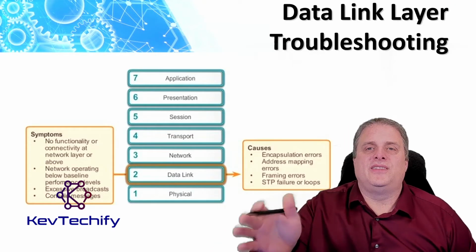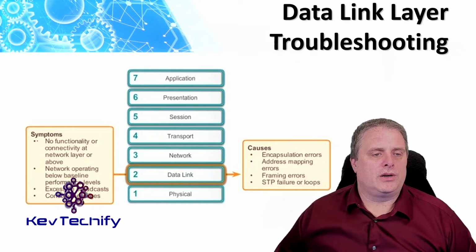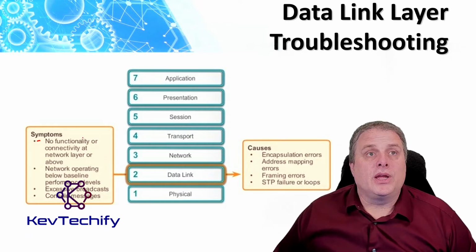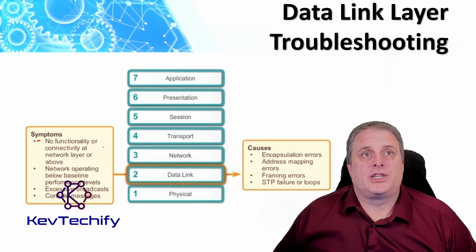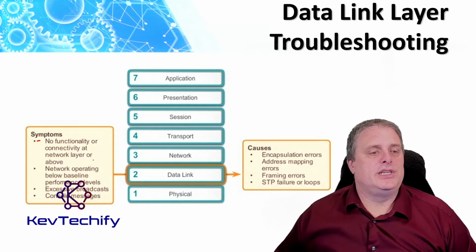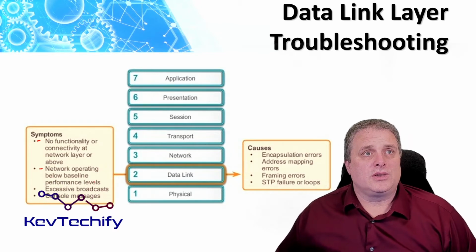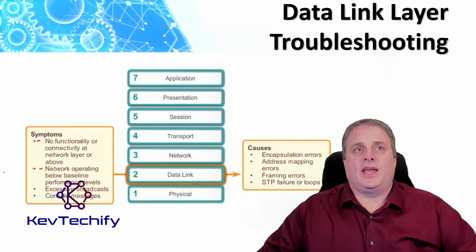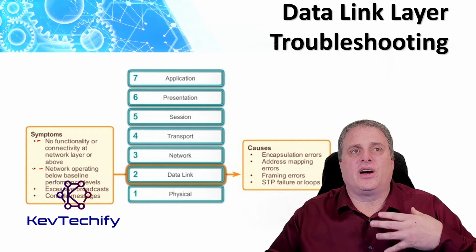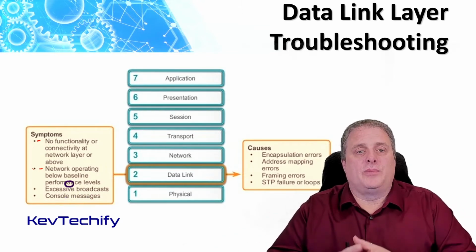When you're troubleshooting at the data link layer, there are several symptoms that you may run into. First one here is no functionality or connectivity at the network layer or above. Some layer 2 problems can stop the exchange of frames across the link, whereas others only cause network performance to degrade. The network operates below baseline performance levels. Frames can take a suboptimal path to their destination, but still arrive, causing the network to experience unexpected high bandwidth usage on these links because they did not arrive via the best path.